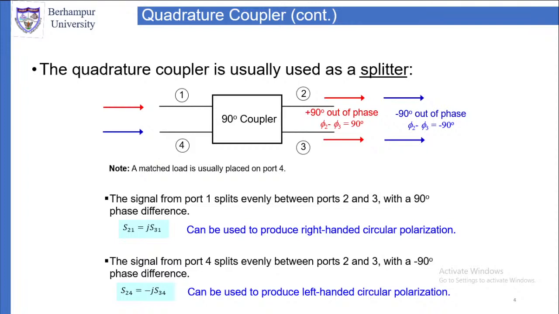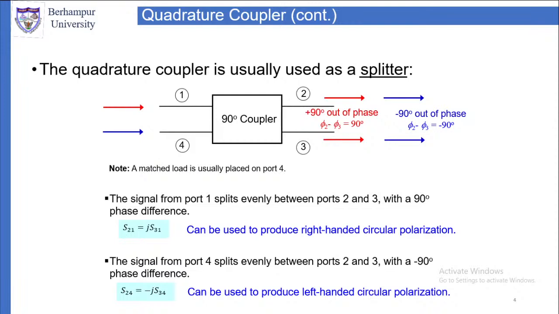This quadrature coupler is used as a power splitter. Mostly it will split the input power. Now you can see in this figure we are showing two signals. Either you can give the signal either the red or the blue one. So either in port 1, when I give the signal input at port 1, the signal is indicated by red one.